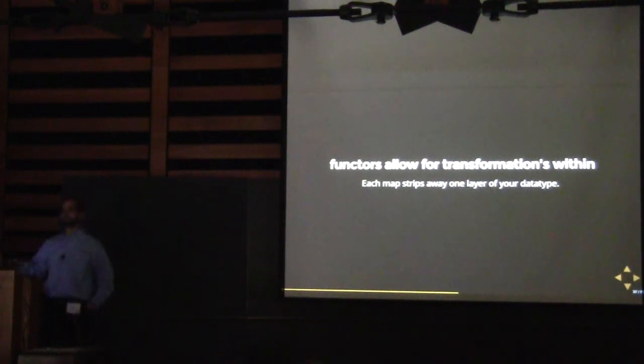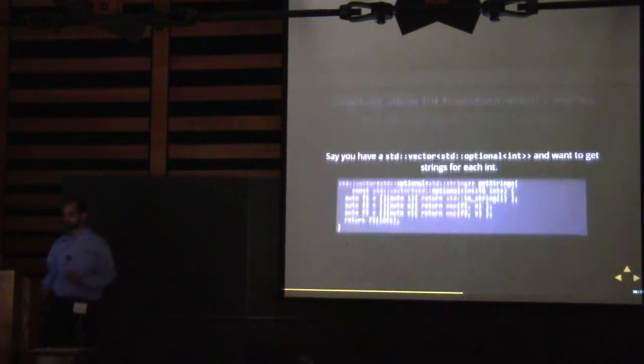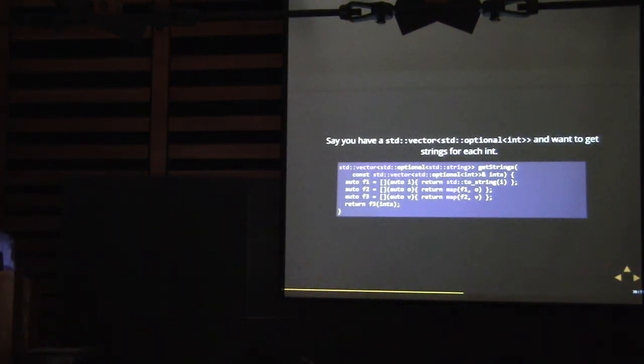So, functors allow for transformations within stuff. Each map strips away one layer of your data type. Say you have a std vector of an optional of an int, and you want to get strings for each int on the inside. Here we're using functor map calls to get that. First, this function takes in the int and converts it into a string. This takes in the optional, and maps that function on the optional to get the optional string. And then F3 here takes in the vector and maps that function onto the elements of the vector. So this is one way to implement this function. There are no loops going on here. We're using these higher level operations to get to the inside.